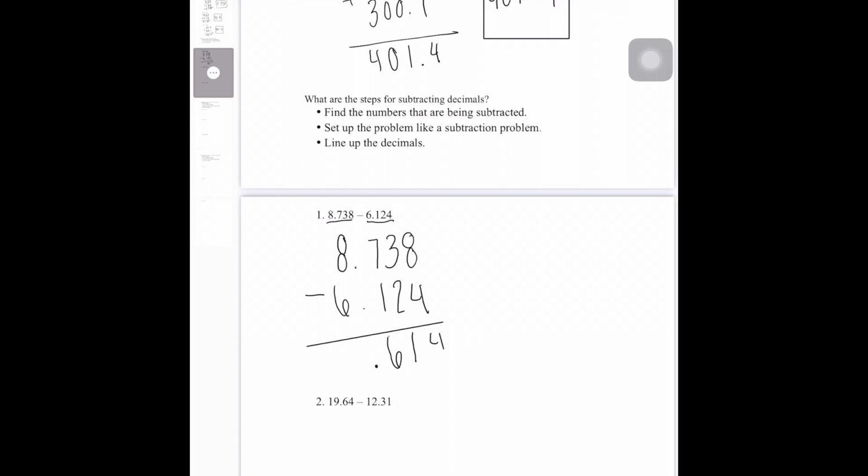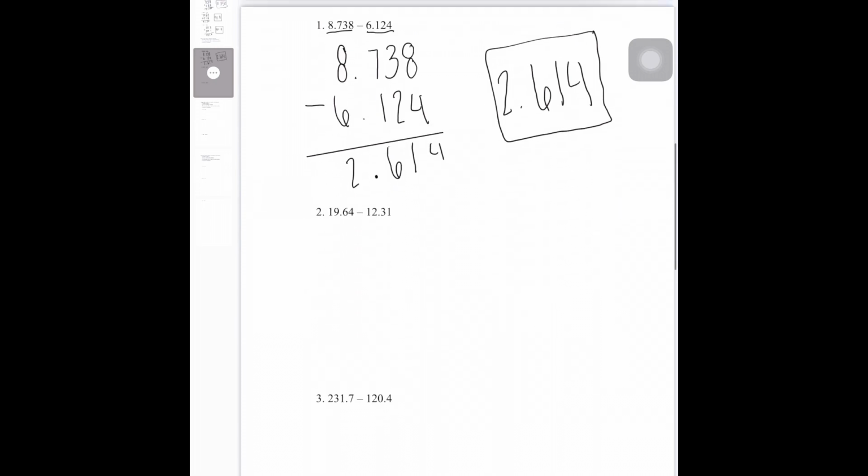Alrighty, and our last step is 8 minus 6, which will be 2. So our answer is 2 and 614 thousandths. We have 19 and 64 hundredths minus 12 and 31 hundredths.